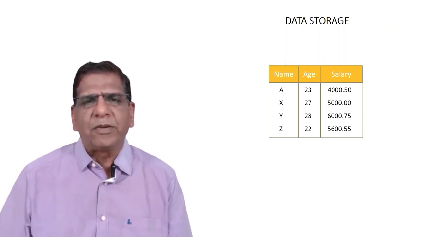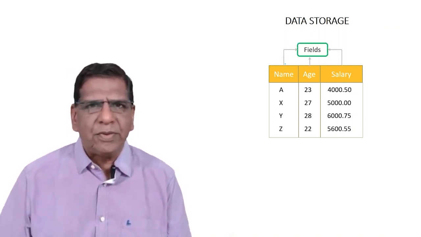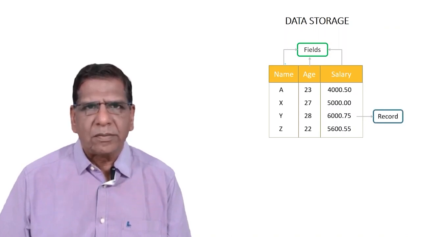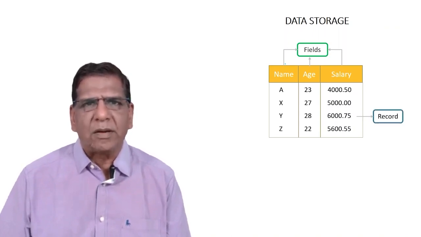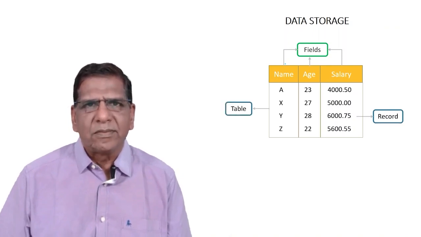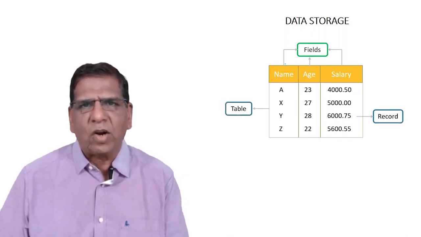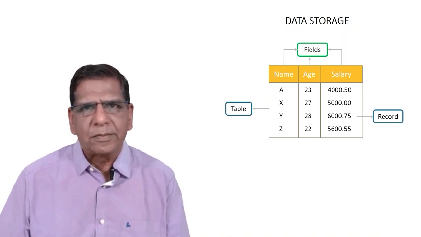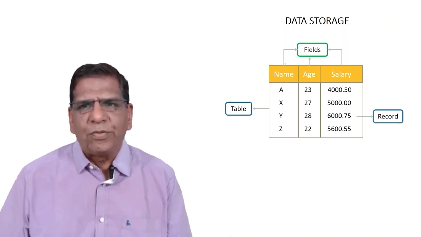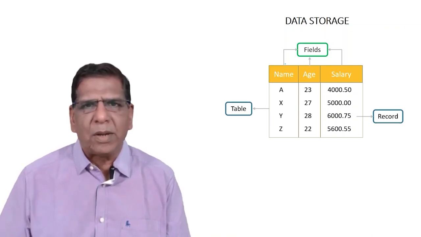What is important here is that each item of information that you have here is known as a field. A collection of such fields is known as a record. And a group of such records is known as a table. Fine? Fields, records, and table.